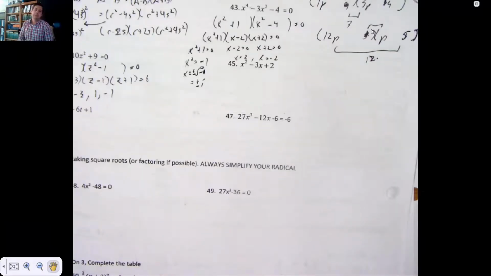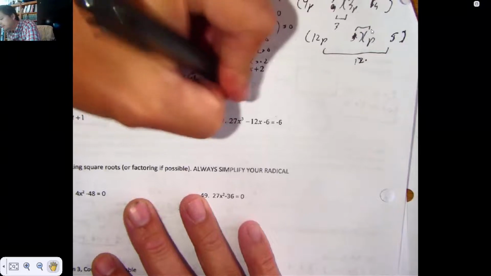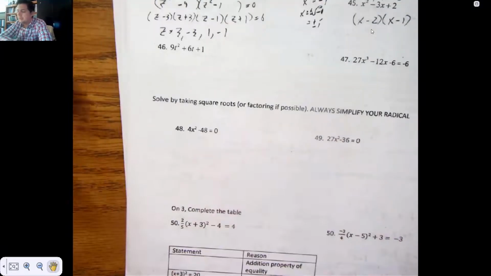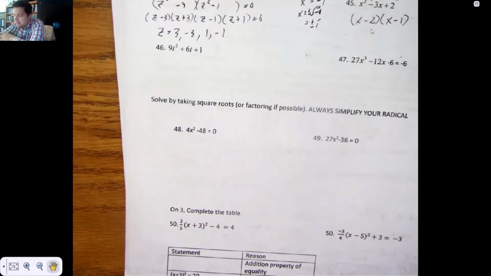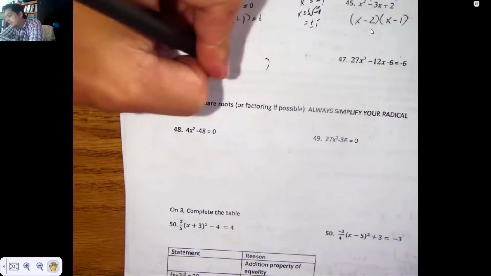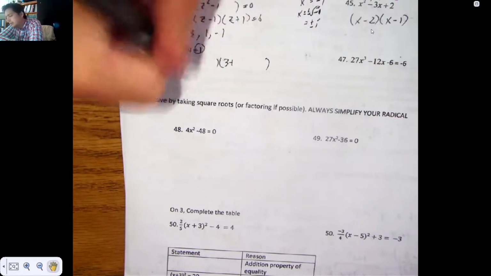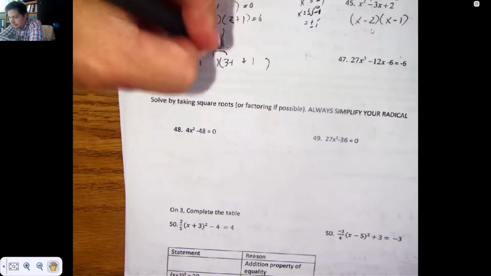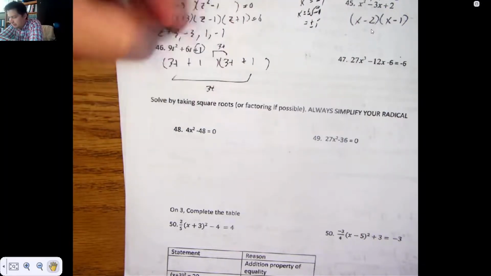45. Rolling on. X squared minus 3x plus 2. It's not equal to 0. Wow, this is easy. Like, why is this even in there? And then x minus 2, x minus 1. Done. 46. 9t squared plus 6t plus 1. To create a 9t squared, I'll use a 3t and a t. To create the 1, I'll use a 1 and a 1. And it'll work. Know it? That's 3t. 3t. Get my 6t.